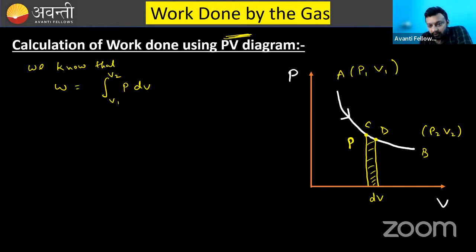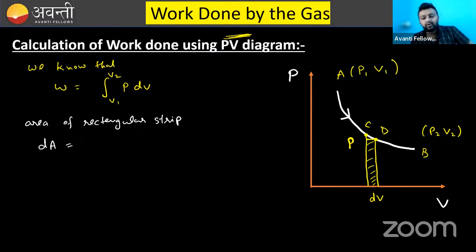If the pressure is constant, then it will look like a rectangular strip. The area of this small rectangular strip will be dA. What will be the area of this rectangular strip? You will say length into width. One side is dV, another side is P, because on the y-axis we are measuring P and on the x-axis we are measuring volume. So that will be PdV. This is the area of the smaller rectangular strip.